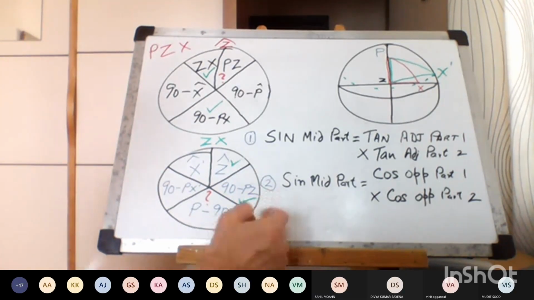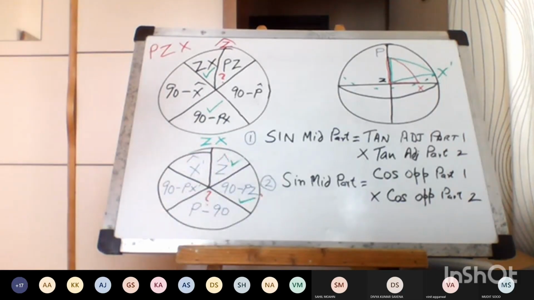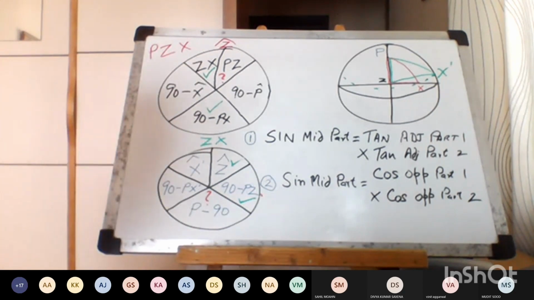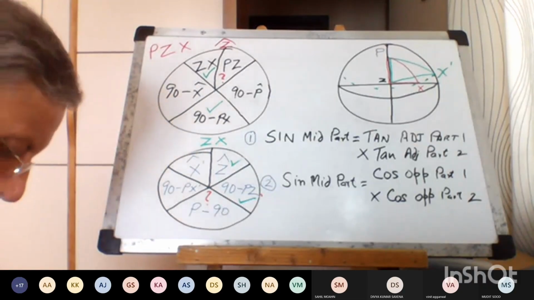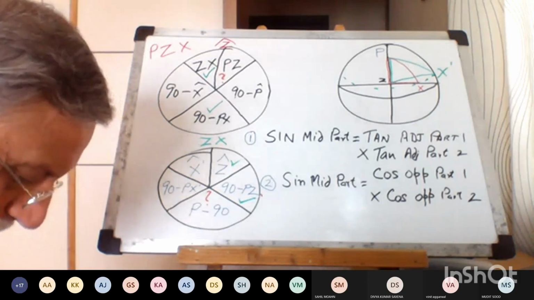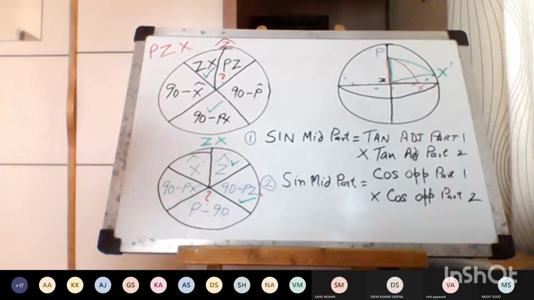I can put this as the middle part. Sine middle part, tan adjacent part into tan adjacent part. So I think the application of the Napier rule with the diagram, and depending upon what values are given to you, you will be able to find out other values. I hope this part is very, very clear, because a lot of your problems will depend upon this Napier rule.